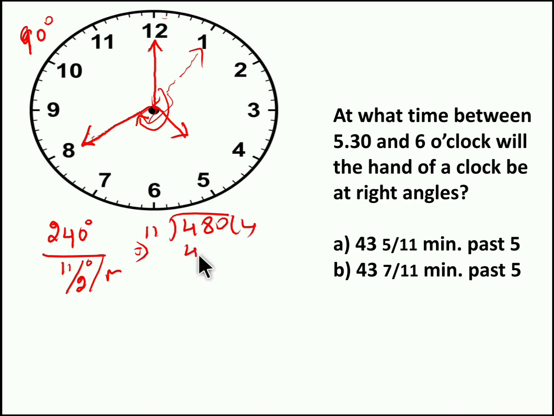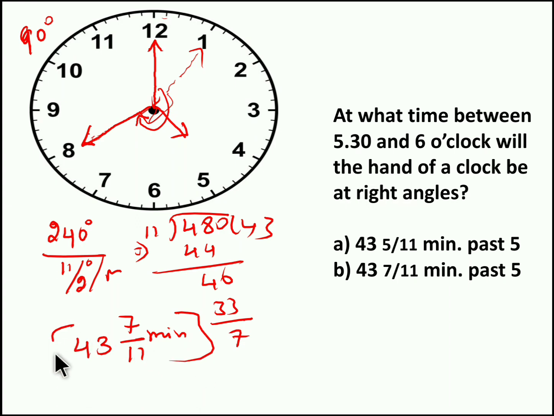4 times 44, 40, 3 times 33, remainder we have 7. So when you rearrange it, you will get 43 7 by 11 minutes. Exactly at 43 7 by 11 minutes, both the needles will make a right angle at the time between 5:30 to 6 o'clock. Hope you understood the problem, right? So here we totally get 2 right angles. You have to consider only one right angle which falls between 5:30 to 6. So answer for this question is option B.